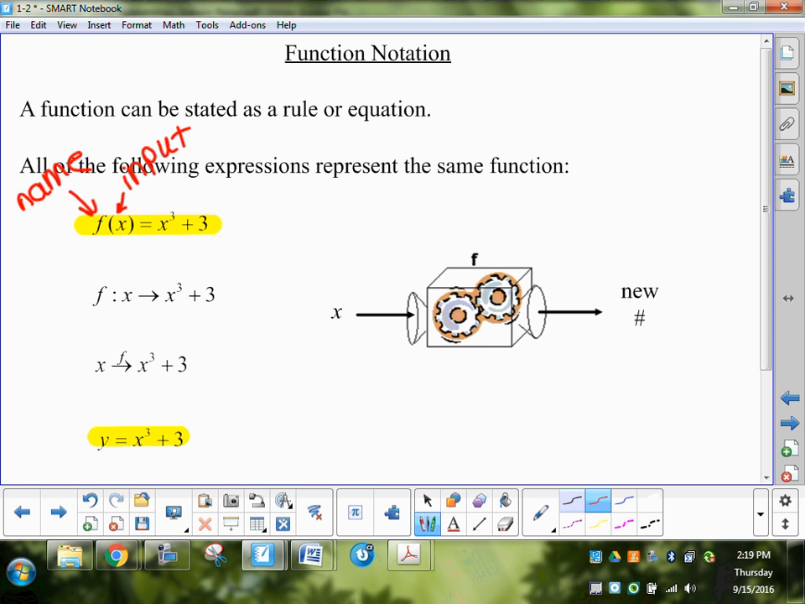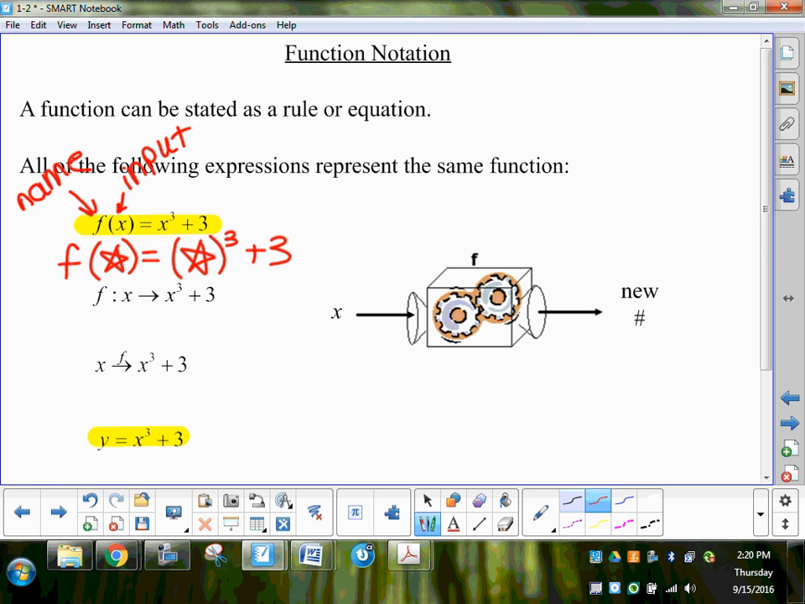So this is telling me the function f with an input of x would be equal to that input, that x being cubed, then plus 3. So if I had f of a star, that would be equal to some star cubed plus 3. That's what function notation tells you. You take an input, and the reason that we have f there, it could be any letter except probably you don't want to use an x of x.